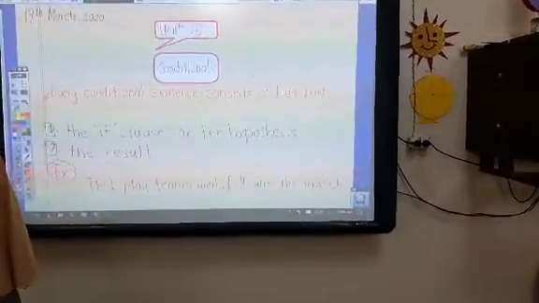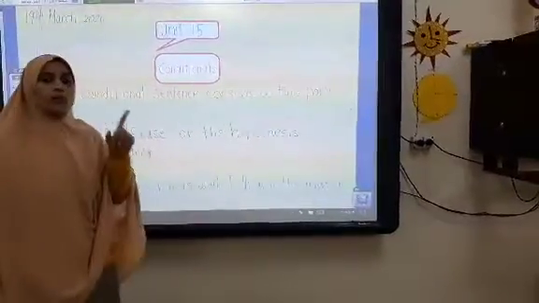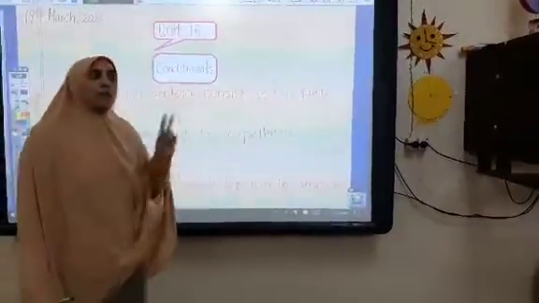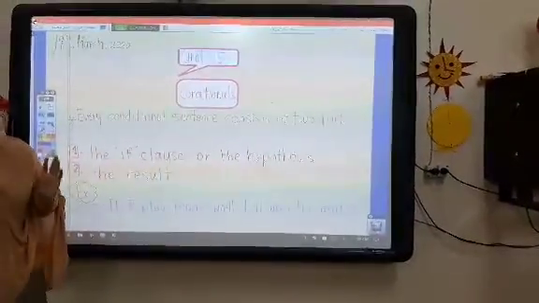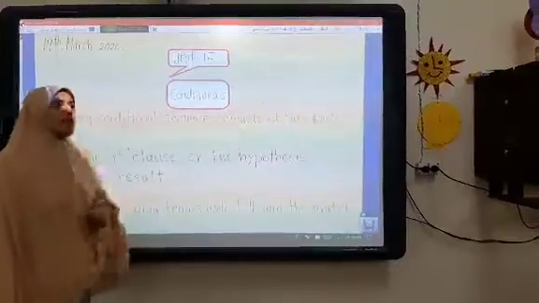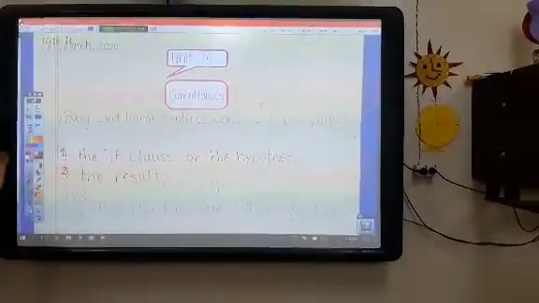Before we start, we should know the types of conditional if. Number one, zero conditional if. Number two, first conditional if. Number three, second conditional if. Number four, the third conditional if. Let's start with the zero conditional if.